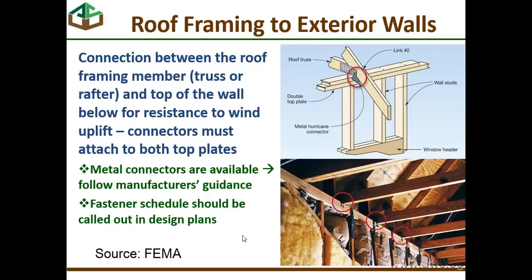The fastener schedule ought to be called out in design plans, and so the engineer of record needs to say the roof-to-wall connection needs to be H2.5 clips on every rafter, or whatever the size designation is for a roof-to-wall connection type, to carry and take care of the loads that are being carried from the roof into the wall.